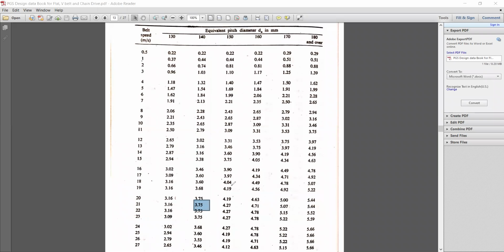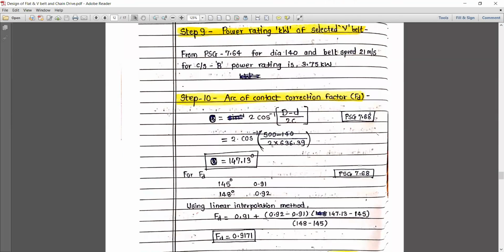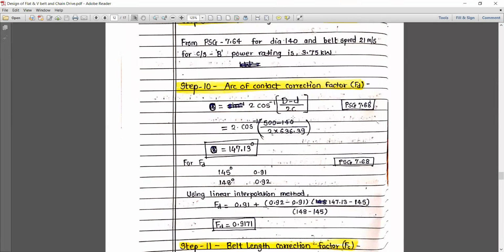Now next one, calculating the arc of contact, that is theta, that is 2 into cos inverse of (D minus d) divided by 2C, referring PSG page number 7.68. What we get, the arc of contact is equal to 147.13 degree. Now next one, we have to calculate the correction factor for arc of contact, referring PSG page number 7.68.